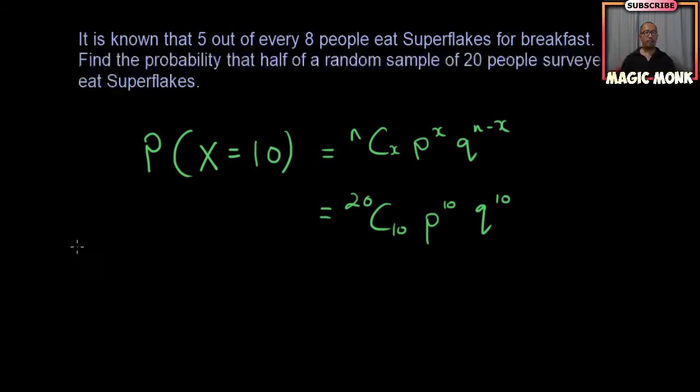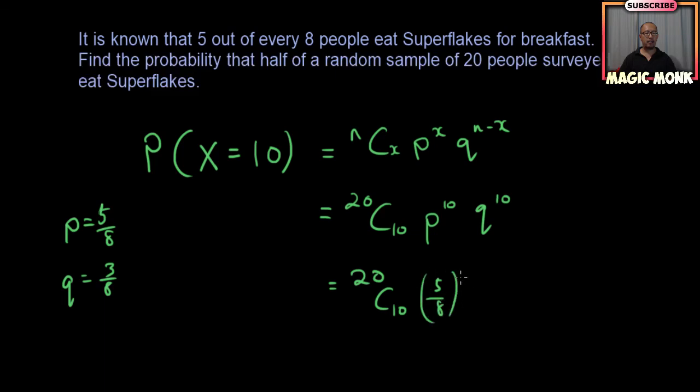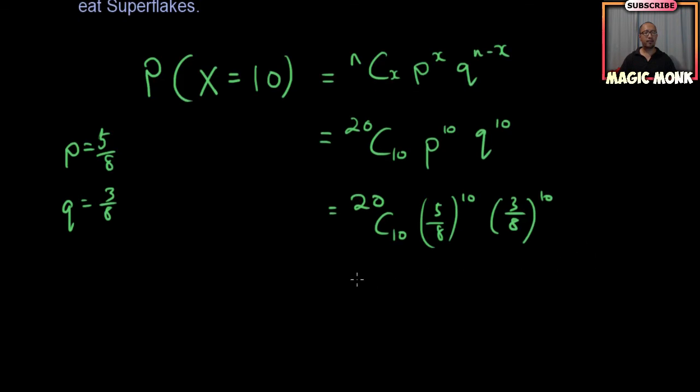Okay, so what's P? P is the probability of success, and it says 5 out of 8 people eat Superflakes. So the probability is 5 out of 8 for success. Failure is 3 out of 8. So it's 20C10, 5 over 8 to the power of 10, and 3 over 8 to the power of 10. Let's put that in our calculator.